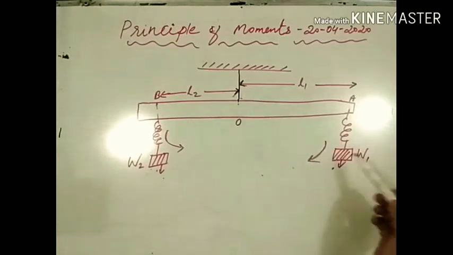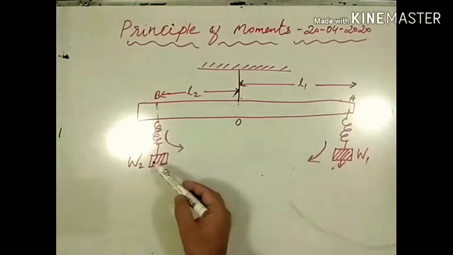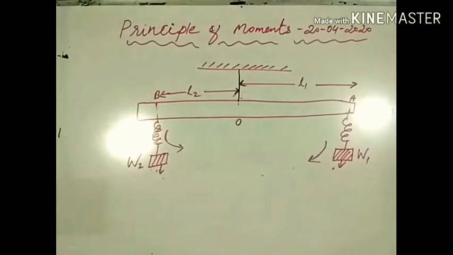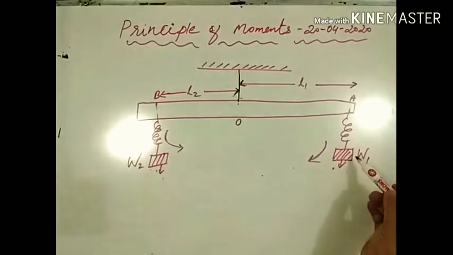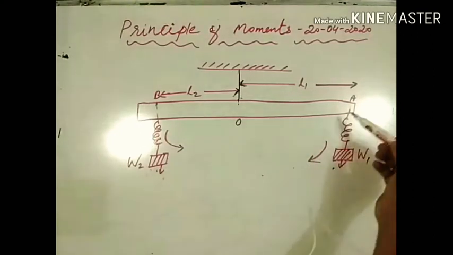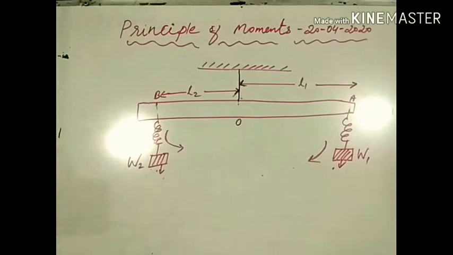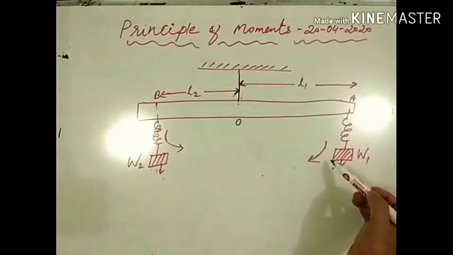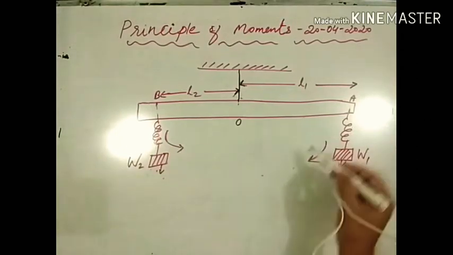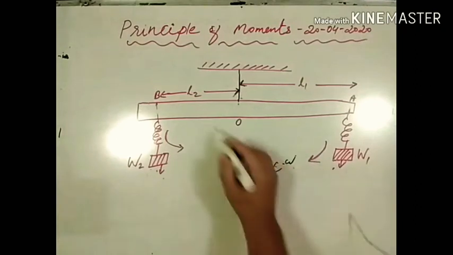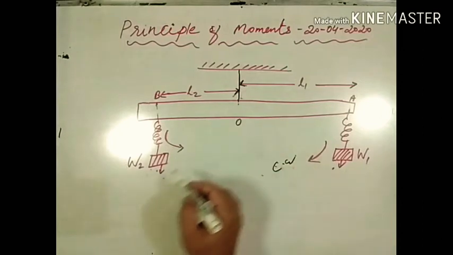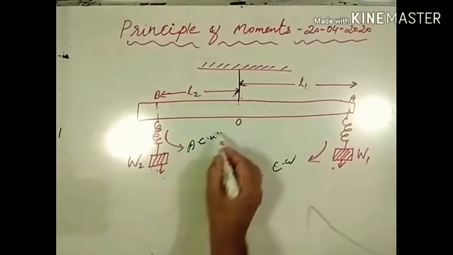Now we have adjusted the position of W1 and W2 in such a way that this meter rule balances horizontally. Weight W1 and weight W2 are suspended with the help of a spring balance on either side of the meter rule. The weight W1 tends to turn the meter rule clockwise, and W2 tends to turn the meter rule in anti-clockwise direction.